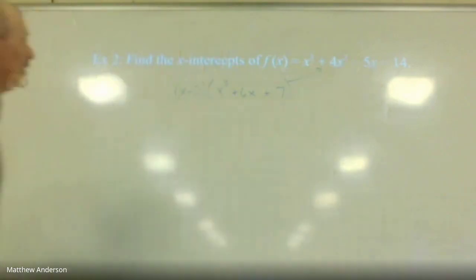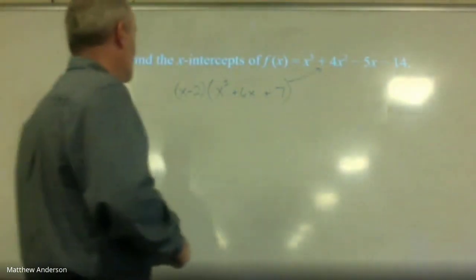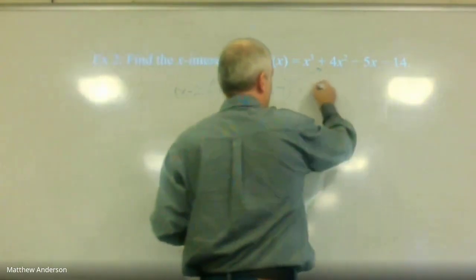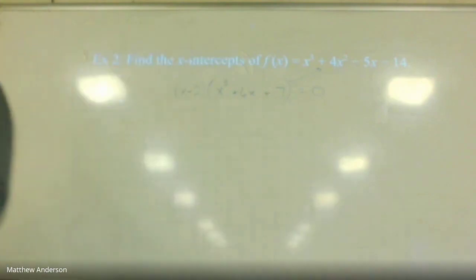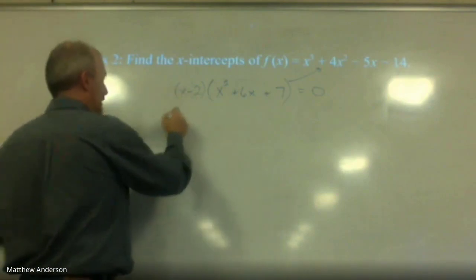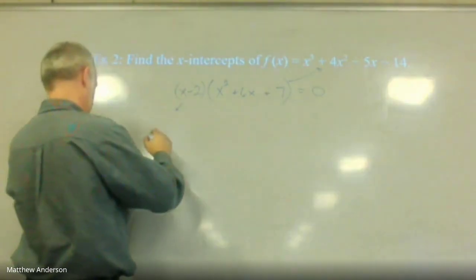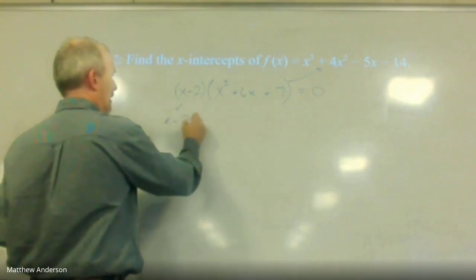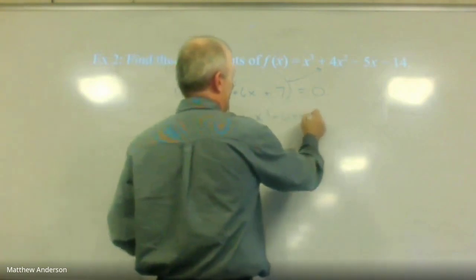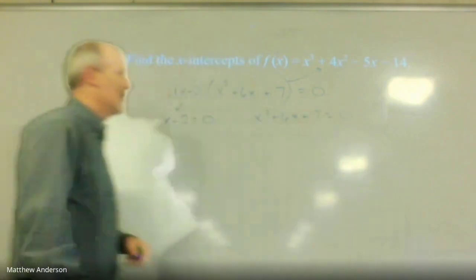Okay? So we can use that fact because it's asking us to find the x-intercepts. And when we're finding x-intercepts, we want to factor it and set it equal to 0, right? Which now we've got it factored already. So we get to skip that step because we already did it in example 1. Okay? So at this point, we take this x minus 2 and set it equal to 0. And we take the x squared plus 6x plus 7 and also set it equal to 0.